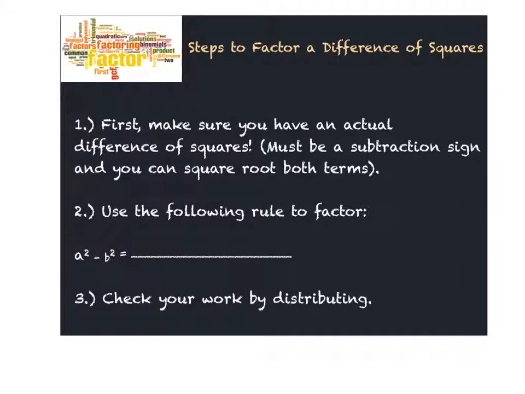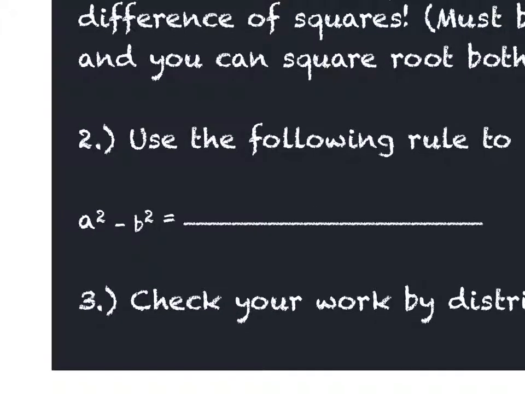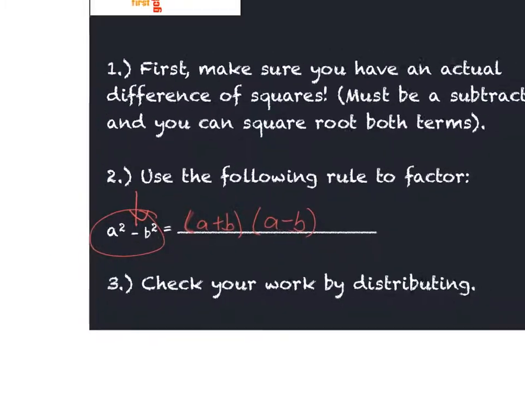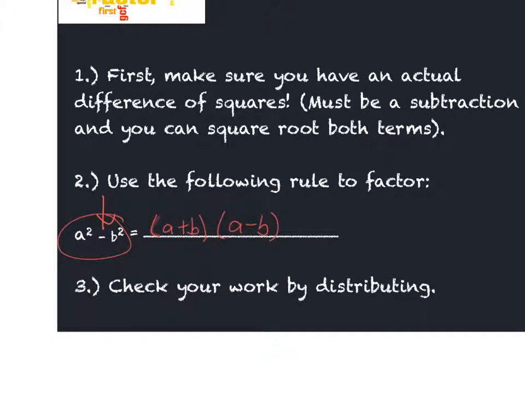So here's how you would factor a difference of squares. If you have a difference of squares, a squared minus b squared, you could factor it in this manner. What you could do is write a plus b times a minus b, as you saw in that previous example. In the previous example, we had x plus 4 times x minus 4, and that equaled x squared minus 16. But the key term here is difference, so it must be a subtraction. Difference of squares won't work with sums or addition. It must be subtraction in order for that to work.